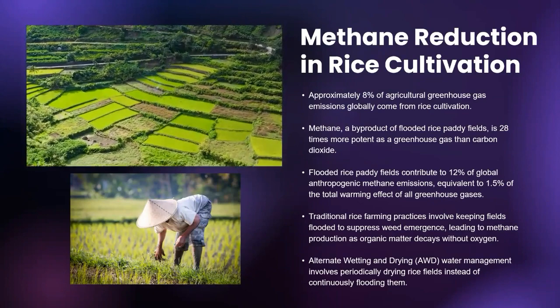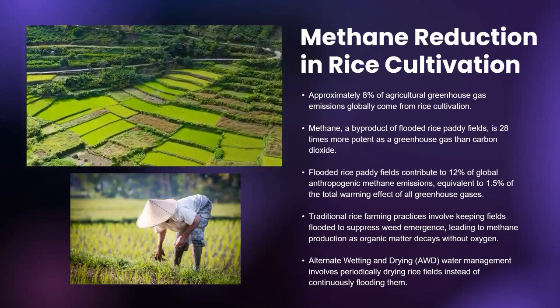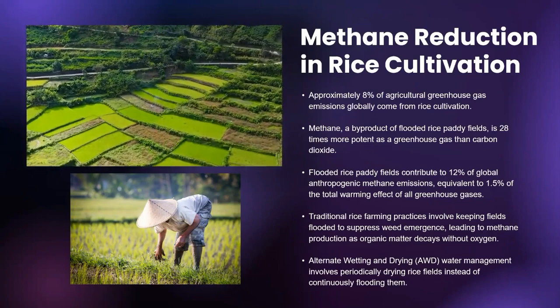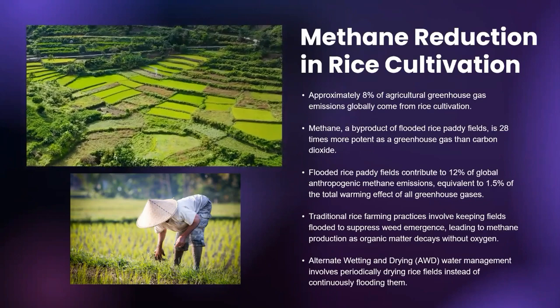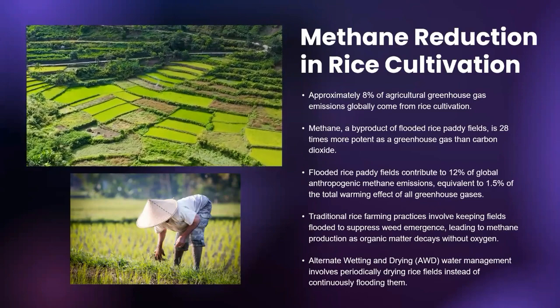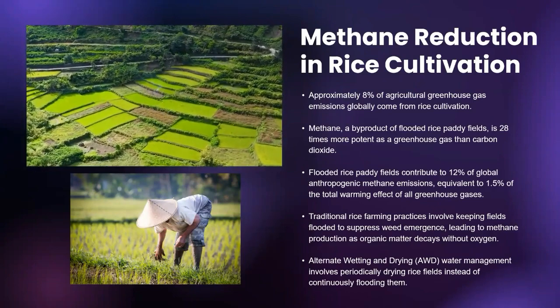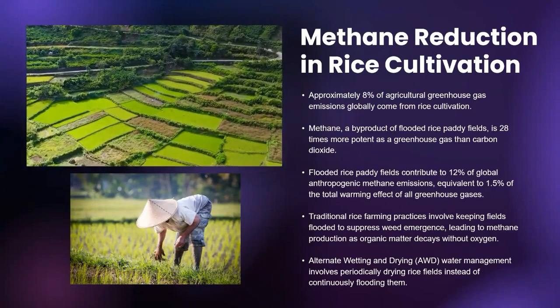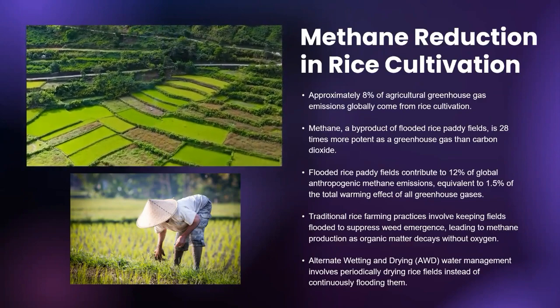Traditional rice farming practices include keeping fields flooded to suppress weed emergence, leading to methane production as organic matter decays without oxygen present. Alternate wetting and drying, also known as AWD, is a water management practice that involves periodically drying rice fields instead of continuously flooding them.